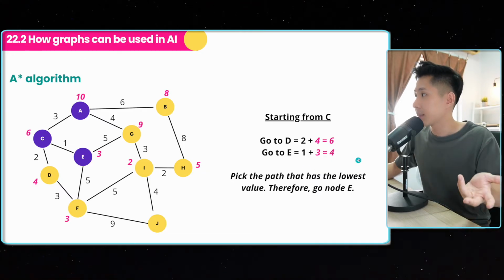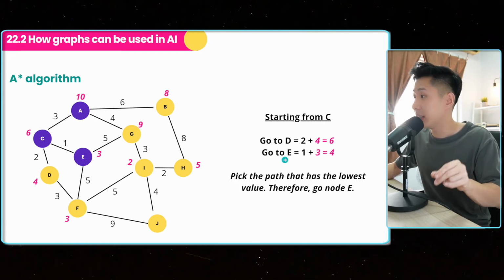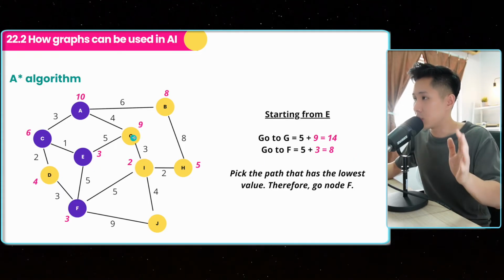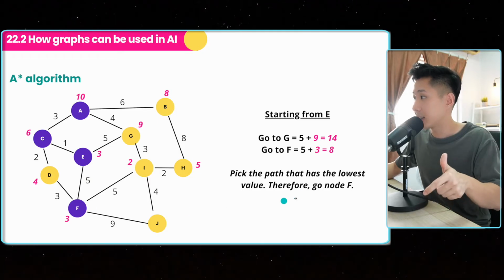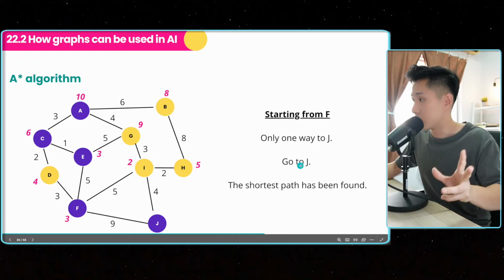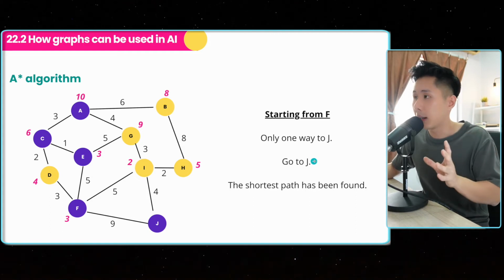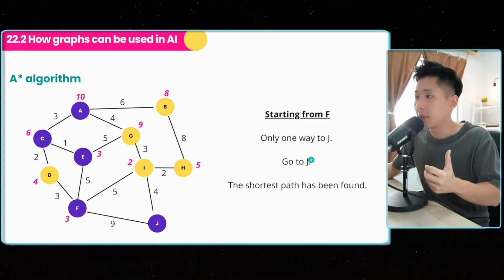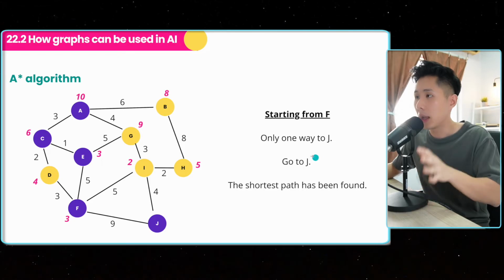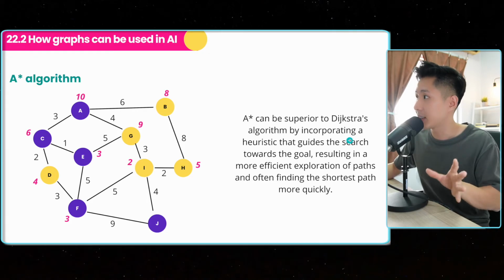And from node C, we have two different paths, to D or to E. If you add the values up, you know that E has the lowest value. We'll go to E. Starting from E, we can go to G or F. F has the lowest value. We go to F. And there is only one way to J from F. So we go to J. This is when the shortest path has been found. Of course, this is an overly simplified version, and we are not really considering the heuristic part of it. The idea is just that you need to know the A-star algorithm uses a heuristic to determine the shortest path. So that's the A-star algorithm.